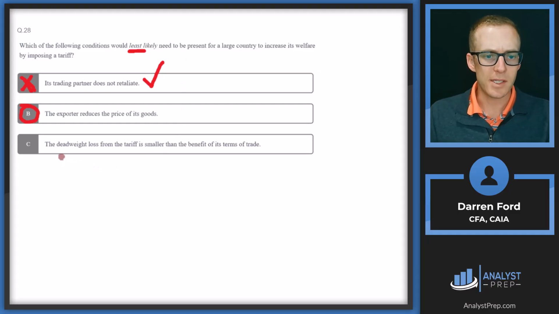And C, the deadweight loss from the tariff is smaller than the benefit in terms of its trade. And that will certainly be needed if we impose a tariff, but we have this deadweight loss that creates more of a loss than it does in terms of the income that we're bringing in from the tariff, then that's obviously not going to increase our welfare. So that is also going to be a condition that's needed and leads us to answer B.